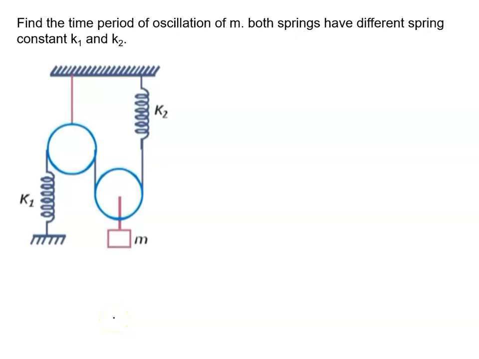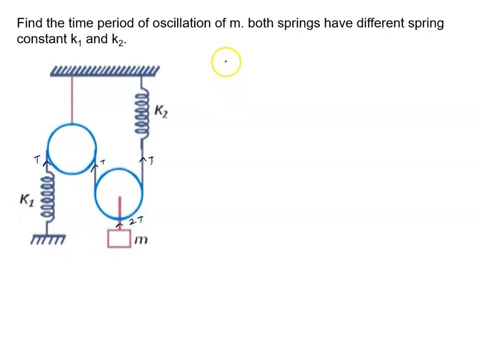Find the time period of oscillation of mass m. Both springs have different spring constants K1 and K2. So we will use the shortcut method first. Suppose I mark the tension here as T, then here the tension is given by 2T.